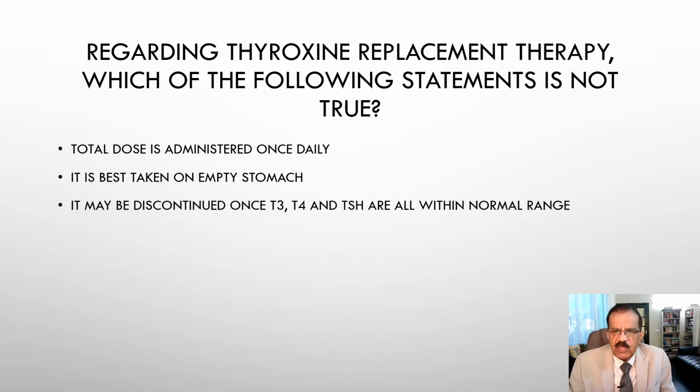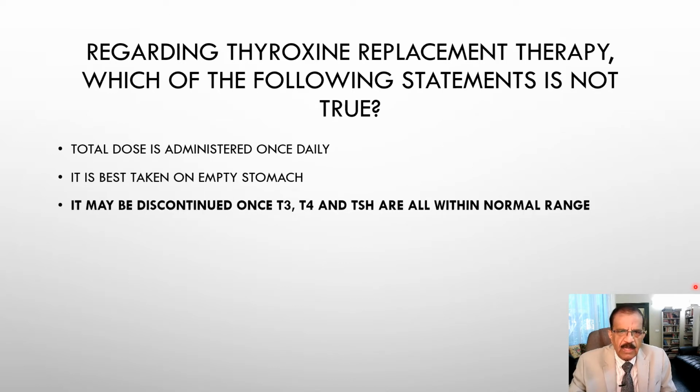Regarding thyroxine replacement therapy, which of the following statements is not true? Total dose is administered once daily. It is best taken on an empty stomach. And it may be discontinued once T3, T4, TSH are all within normal range. That means once the patient becomes euthyroid, then thyroxine may be discontinued. Which one is not true? This one is not true.